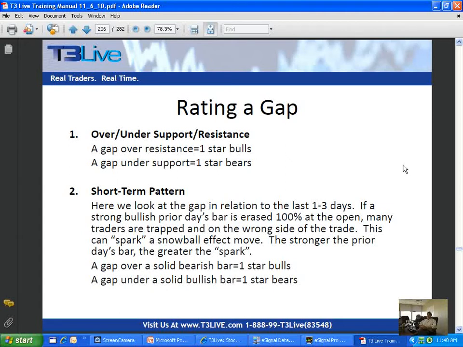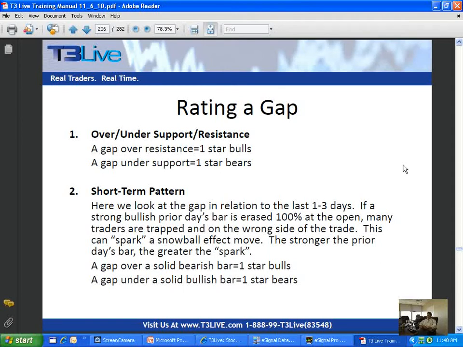Short-term pattern, we look at the gap in relation to the last 1 to 3 days. If a strong bullish prior day's bar is erased 100% at the open, many traders are trapped and on the wrong side of the trade. This can spark a snowball effect. The stronger the prior day's bar, the greater the spark. Okay, we'll look at a picture of that.